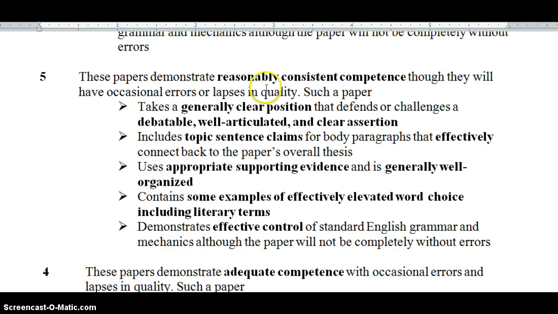A 5 is a B+, and here we have reasonably consistent competence, a generally clear position, but again, the thesis is debatable and well articulated and clear. You really have to have a strong thesis for a 5 or a 6. Topic sentence claims that effectively connect back to the paper's overall thesis. Again, appropriate supporting evidence, generally well organized. Some examples of effectively elevated word choice, including literary terms. And effective control of grammar and mechanics, although there may be some errors.